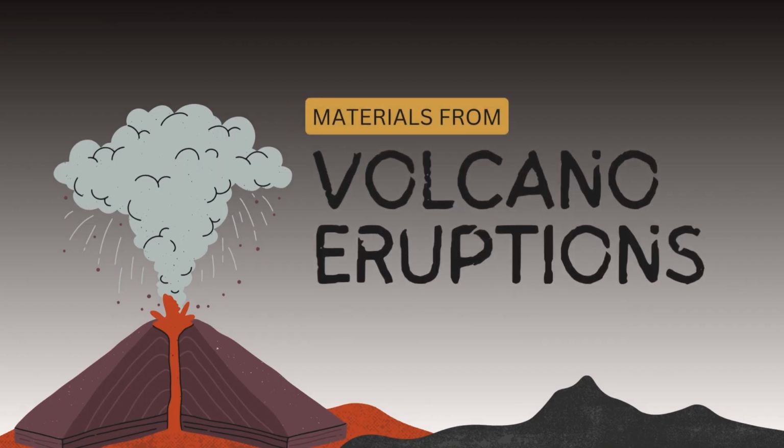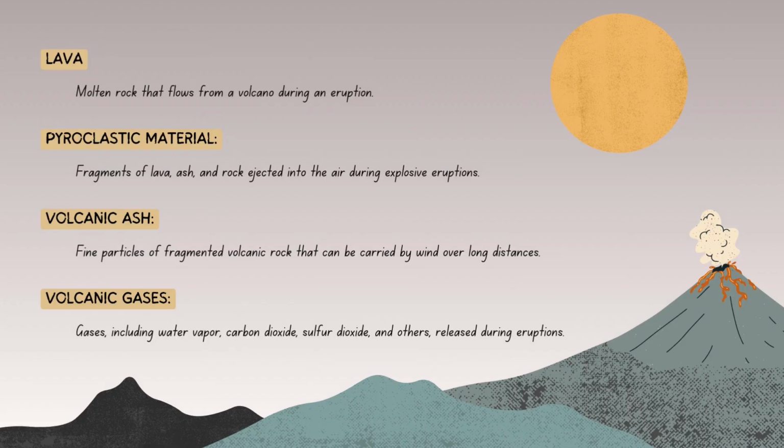Now, let's see the materials of volcano eruptions. They are lava, pyroclastic material, volcanic ash, and volcanic gases. Lava is molten rock that flows from a volcano during an eruption. Pyroclastic material is fragments of lava, ash, and rock ejected into the air during explosive eruptions. Volcanic ash is fine particles of fragmented volcanic rock that can be carried by wind over long distances. Volcanic gases are gases, including water vapor, carbon dioxide, sulfur dioxide, and others, released during eruptions.